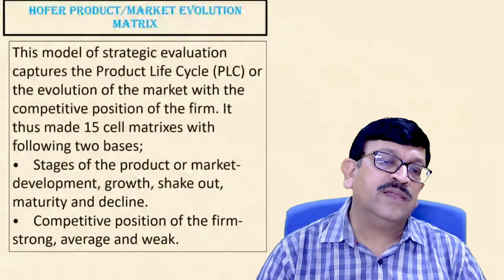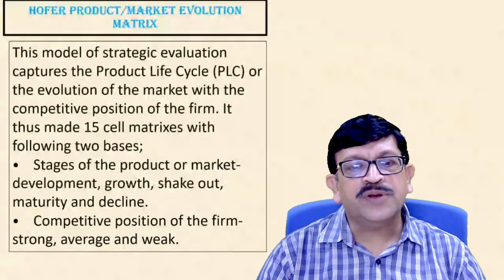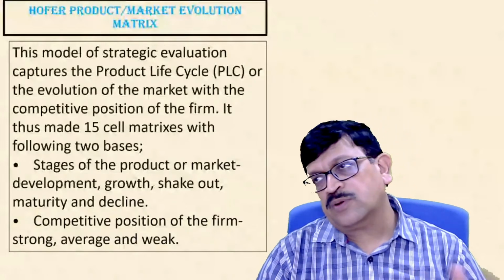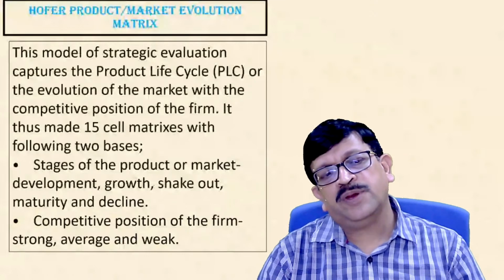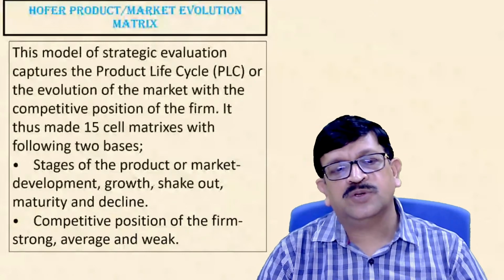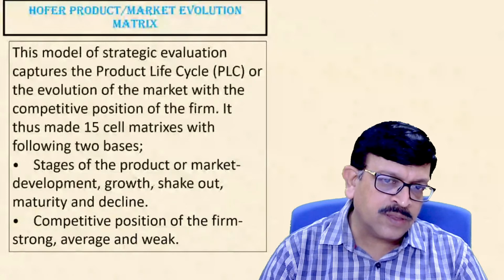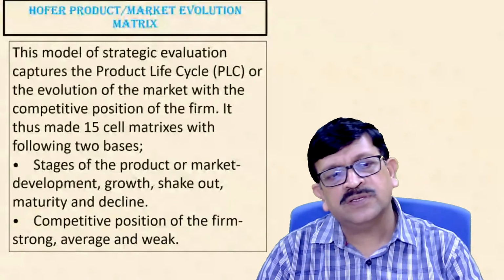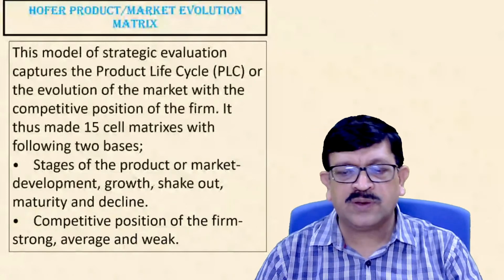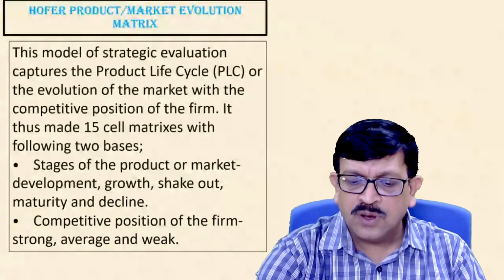And the second one is the competitive position of the firm. So when we talk about the competitive position of the firm, we look into three parameters: whether your competitive position is strong in that particular area, whether it is average, or whether it is a weak competitive position vis-a-vis your competitors.